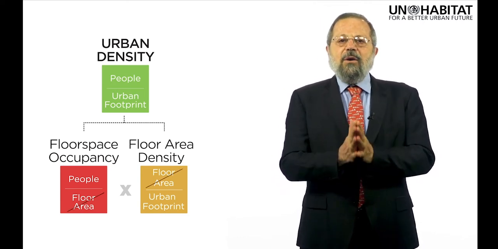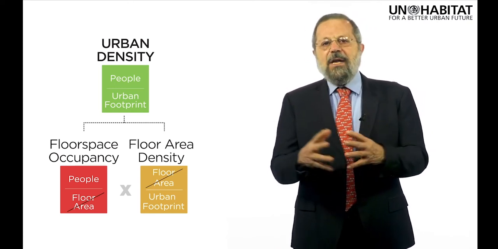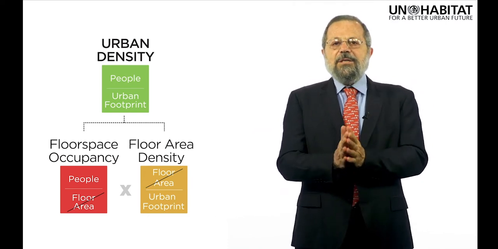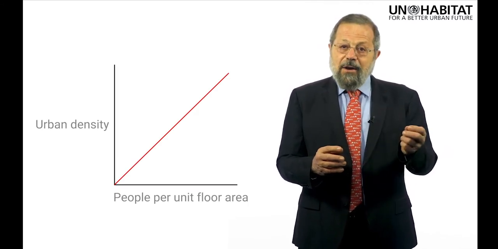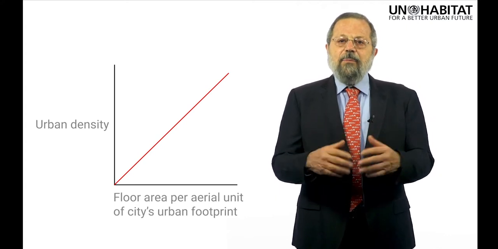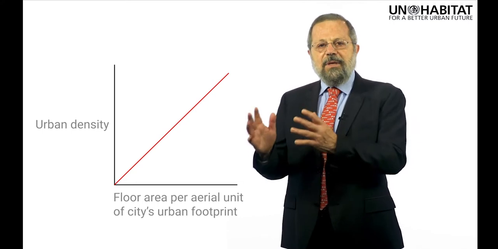You can see that when we multiply one by the other, floor area cancels out, and we get people divided by the urban footprint, which is our definition of urban density. So, by factoring urban density into two factors, we gain some insight about its anatomy. The more people per unit floor area, the higher the urban density. The more floor area per areal unit of the city's urban footprint, the higher the urban density. We can go further.